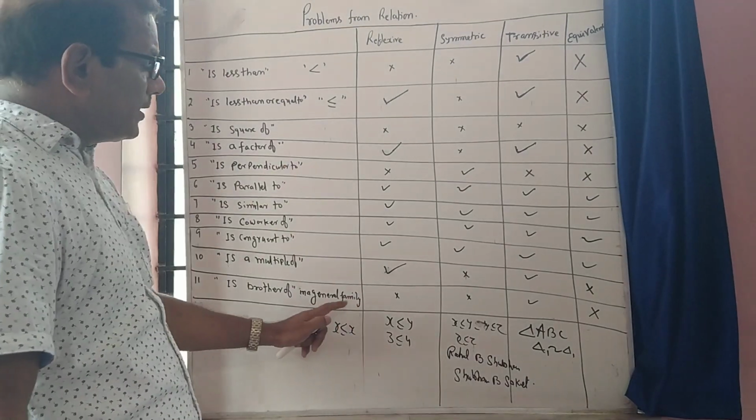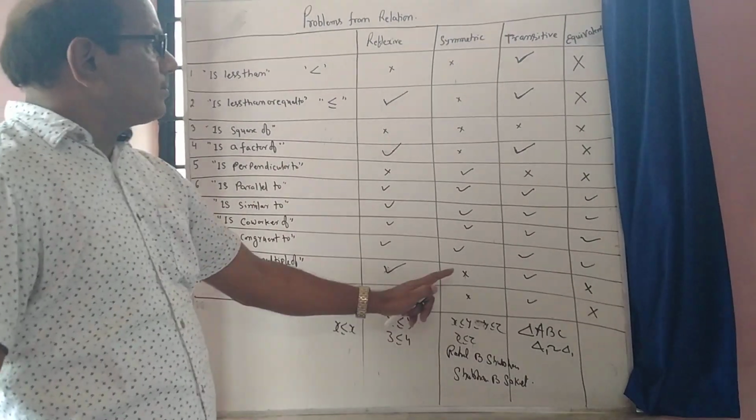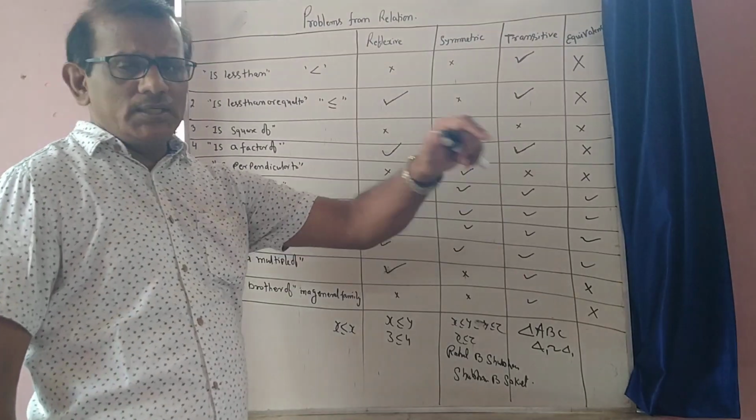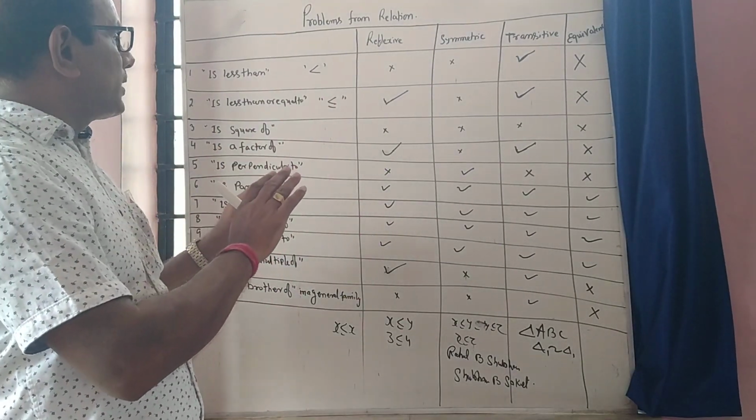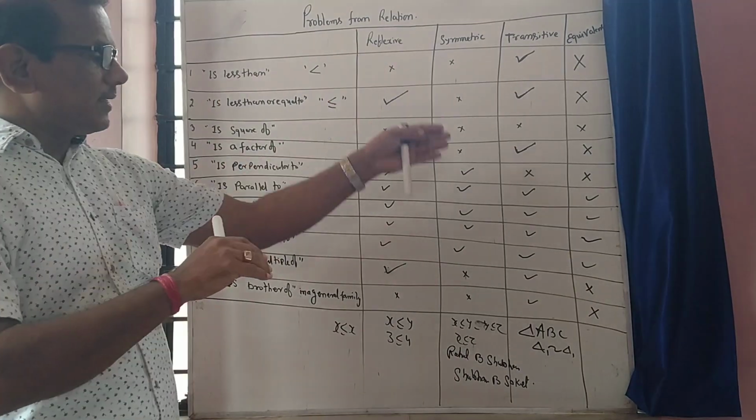But in a general family, it is neither reflexive nor symmetric, only transitive, so not an equivalence relation. Understood? So these are the types of relations taken, and these are the ways to prove.